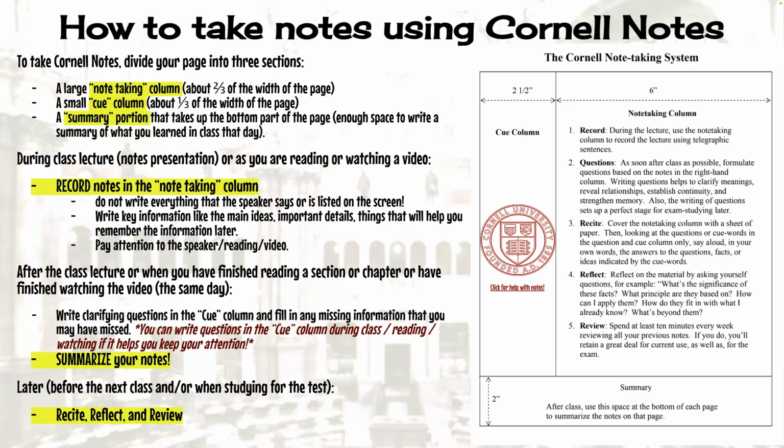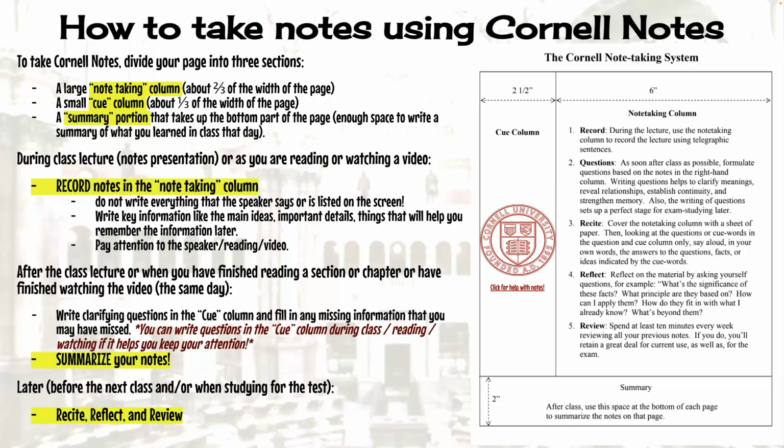Okay, so how do you take Cornell notes? To take Cornell notes, I'm going to have you use your paper. I'm going to actually provide you with notebooks, and you're going to divide each page into 3 sections. They'll have a large note-taking column, usually on the right-hand side of the page, about 2/3 of the width of the page. A smaller Q column, which is about 1/3 of the width of the page. And then at the bottom, I want space for a summary, where you're going to write basically what you learned in class that day.